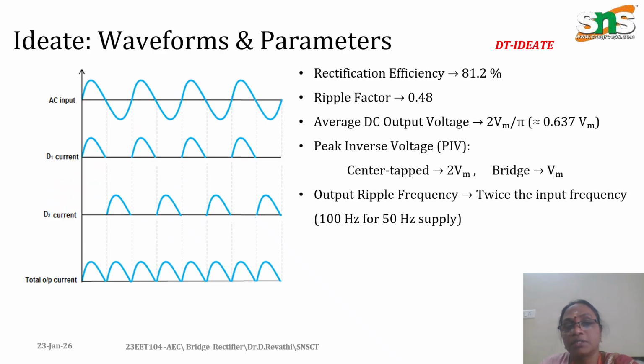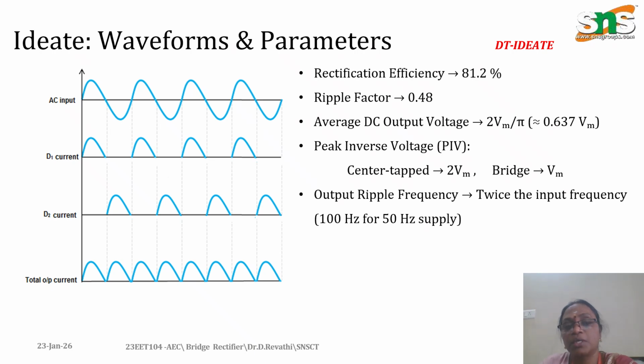So we are giving the AC input. First you have to draw the AC input waveforms. For D1, the positive half cycle conducts and gives the output, and for D2 current, the negative cycle of the output will be shown. So finally the total output will have the positive and negative together, forming a full wave rectifier.